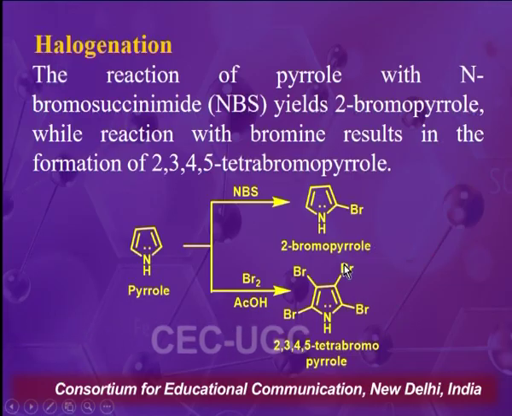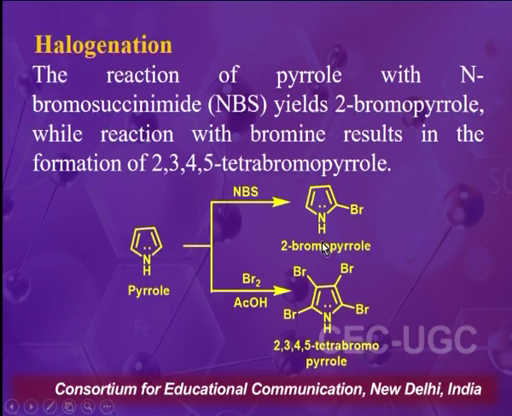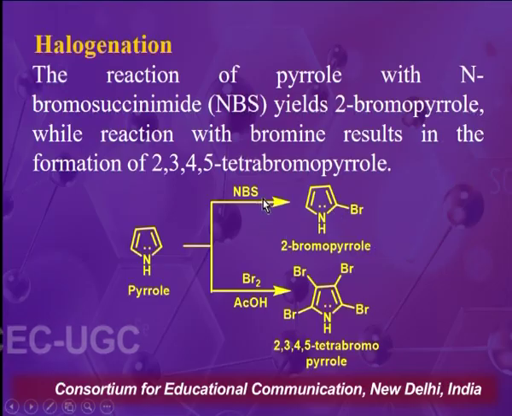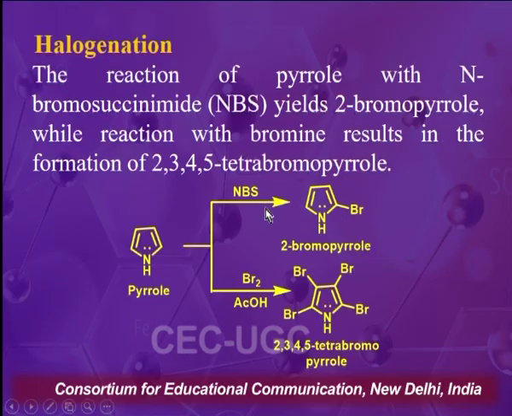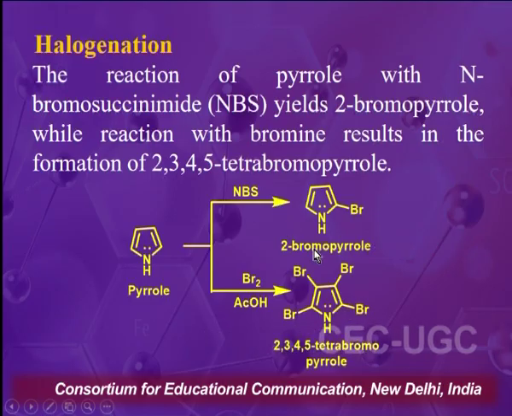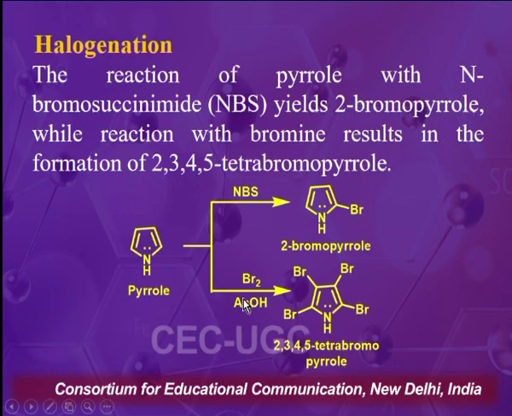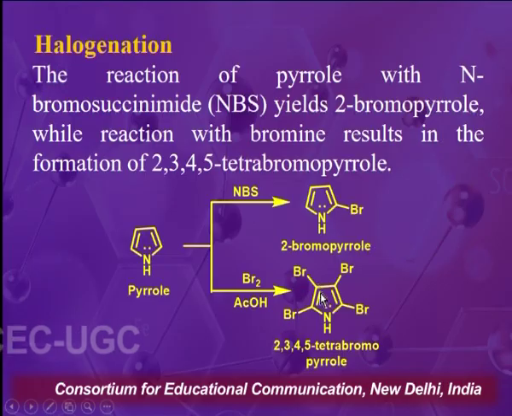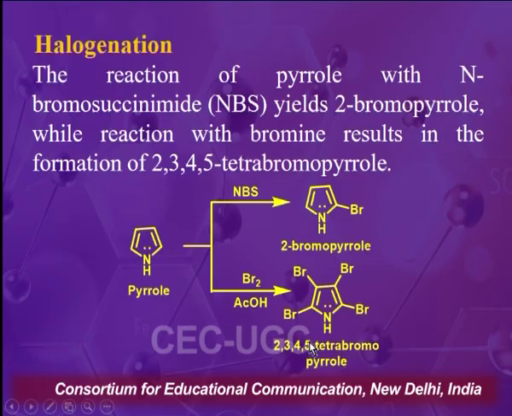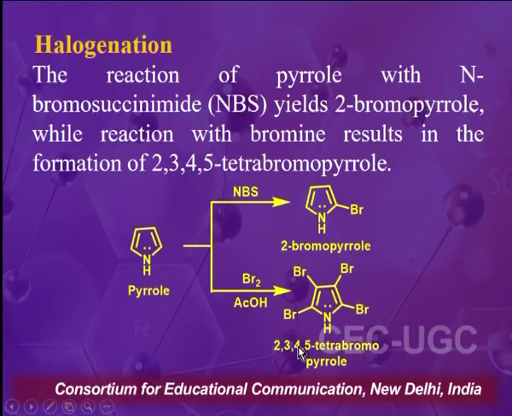Further, bromination of pyrrole can be carried out using different conditions. When we use N-bromosuccinimide as the reagent system, we get 2-bromopyrrole as the product. However, when bromination is carried out in the presence of bromine and acetic acid as the solvent system, then bromination takes place at every position of pyrrole and we get 2,3,4,5-tetrabromopyrrole as the product.